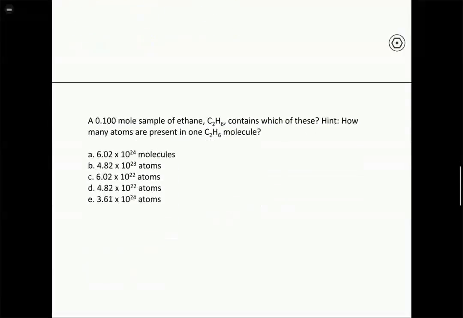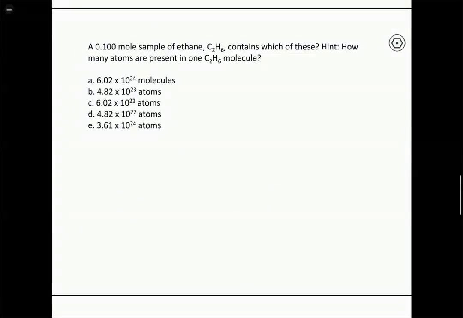And then this next question here is very similar in concept, except this time we're not even starting with a mass, we're just starting with the number of moles. So if we have 0.100 moles of ethane, C2H6, we need to know what does this contain. So answer choice A is a number of molecules, and then the rest of them are the number of atoms that it contains. So let's figure out how many molecules and how many atoms are in a 0.1 mole sample of C2H6. So the number of molecules is just a simple one-step conversion.